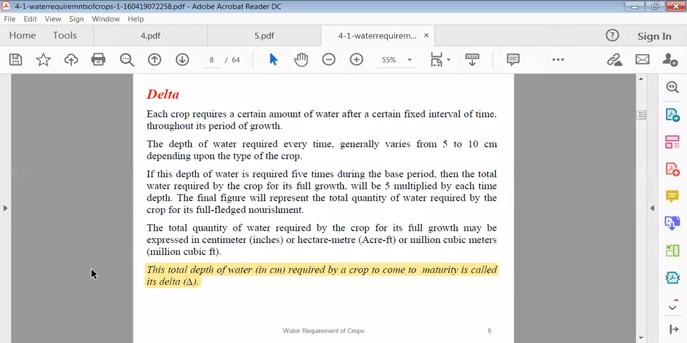Duty is the total area that can be irrigated with a unit volume of water throughout the crop period, and delta is the total depth of water required by the crop throughout the crop period. That's the difference between duty and delta. Duty is measured in terms of area, in hectares, and delta is measured in terms of centimeters, representing the depth of water over the crop period.